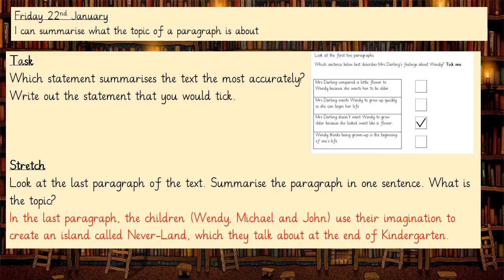So the statement that you should have chosen was the third one, that Mrs. Darling doesn't want Wendy to grow older, because she looks sweet like a flower. This is shown in the first page of the extract, the first part. And then as the stretch, in the last paragraph, the children, Wendy, Michael and John, use their imagination to create an island called Neverland, which they talk about at the end of kindergarten. So, as you can see in my sentence, I've talked about who, and that's the children, Wendy, Michael and John. I've told the reader what they were doing. They used their imagination to create an island called Neverland. And then finally, why did they do it? Because they want to talk about it at the end of kindergarten.